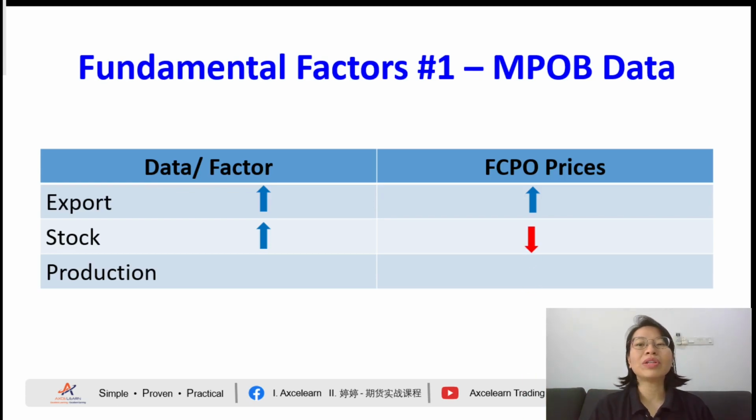Now the final one is the production. Imagine, for example, if let's say iPhone, they overproduce, meaning what? They are going to let go of it at a cheaper price. So in a way, your CPO price should be lower. So these are the factors that they are going to release every month on the 10th of each month. So I repeat, you can get it from your brokers, or you can get it on the website, or even through the MPOB website as well.